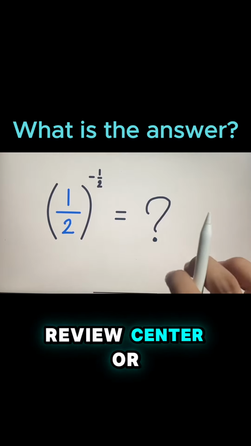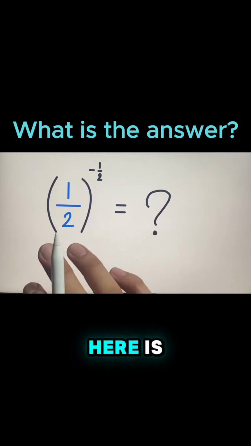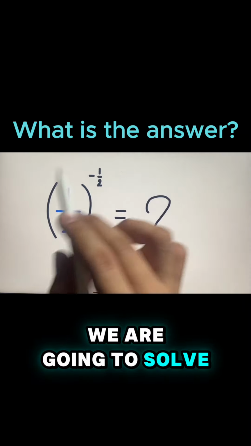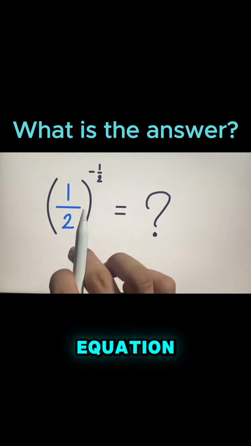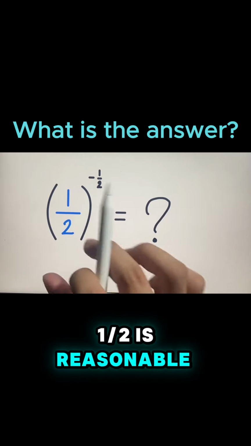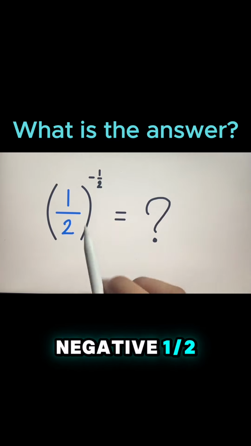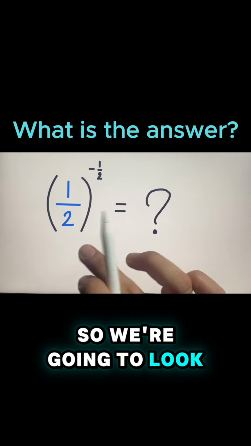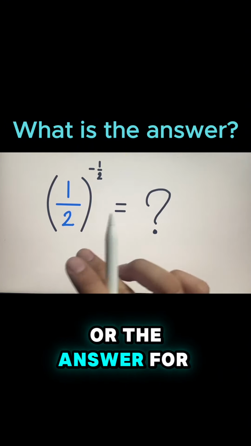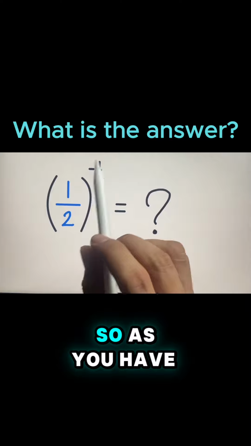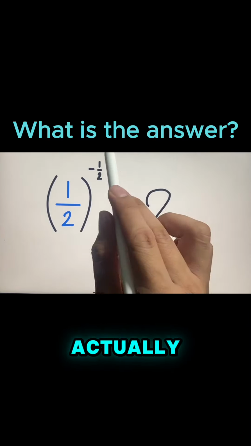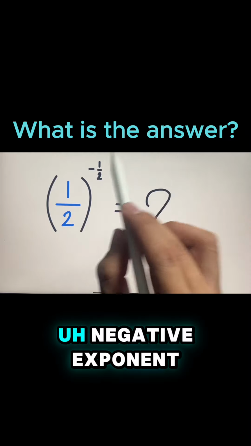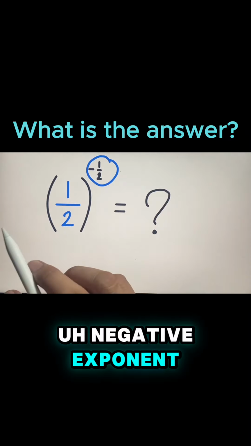This is the Philippine Review Center, or PRC, and what we have here is that we are going to solve this problem. So this is a big question mark for this equation: (1/2) raised to the power of negative 1/2. So we're going to look for another form of this one, or the answer for this one. As you have observed, we have an exponent which is actually a negative exponent.